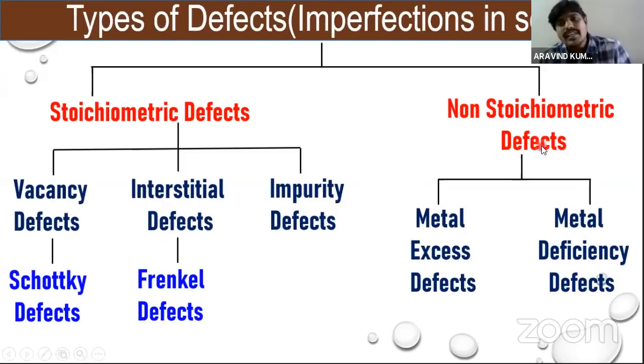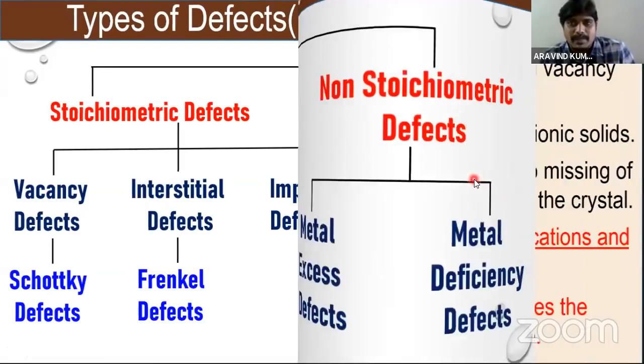Now, coming to the non-stoichiometric defects, they are divided into two parts. One is metal excess defect and the second one is metal deficiency defect. Let me go through them one by one in detail.